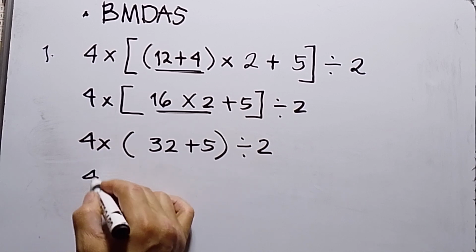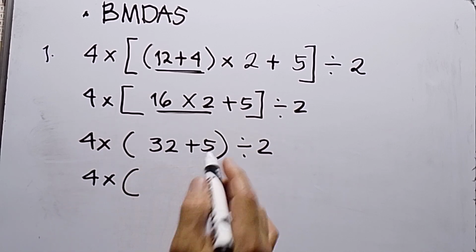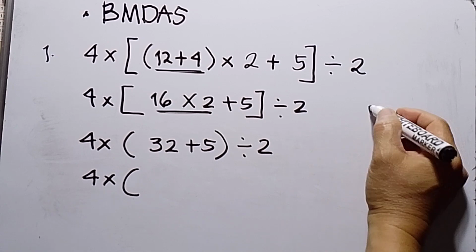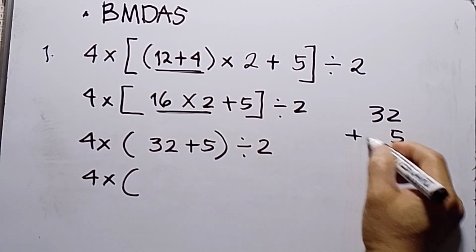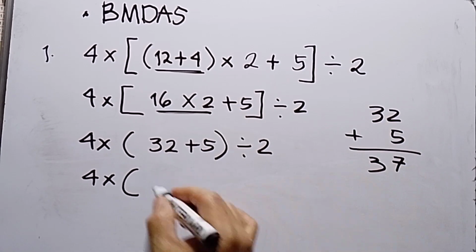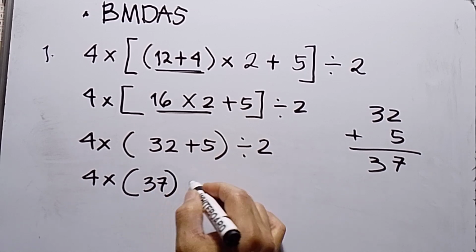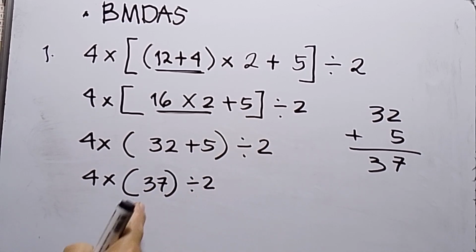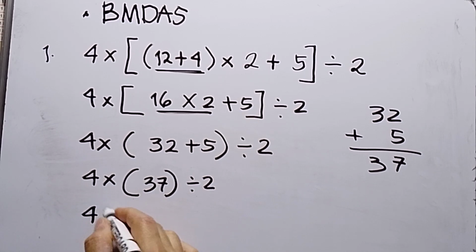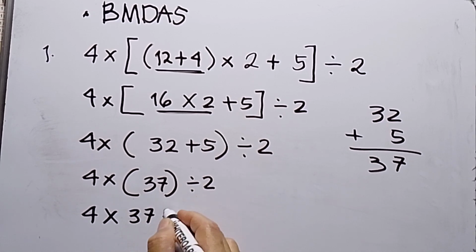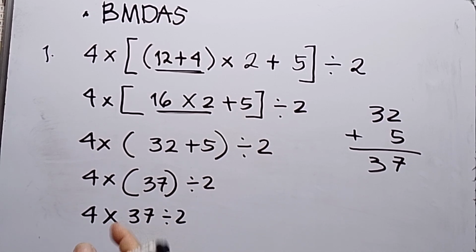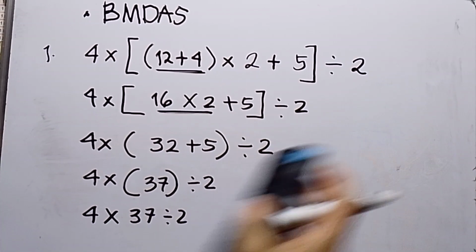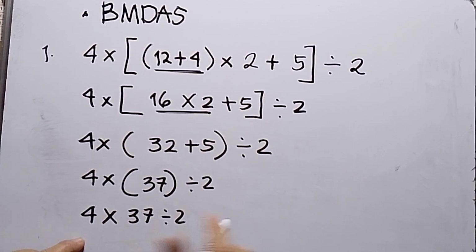Okay, so this will be 4 times, inside the circle brackets, 32 plus 5. This will be 7. Bring down 3. So I have here 37. And then divide by 2. Take note: 4 times 37 divided by 2. 37 cannot be divided by 2 because there is a decimal. So we will simplify using multiplication first.